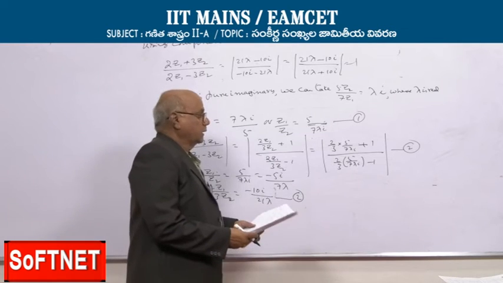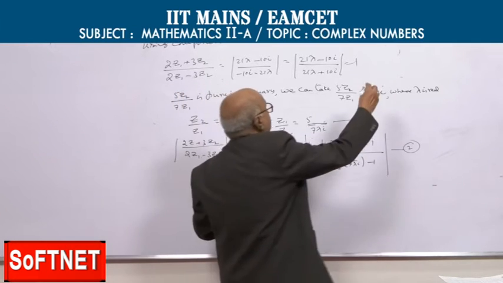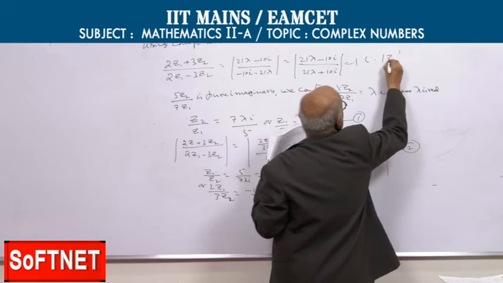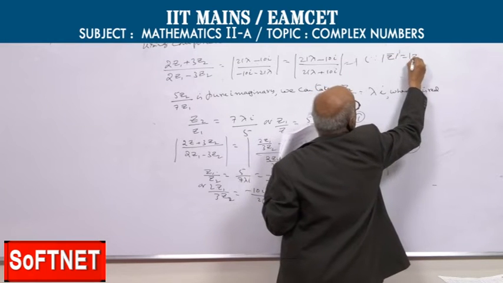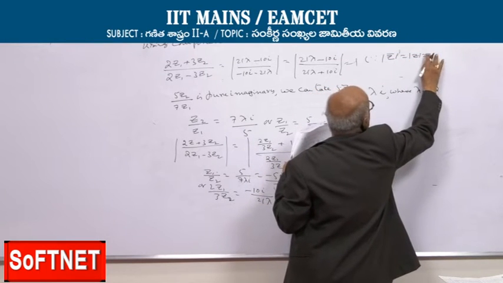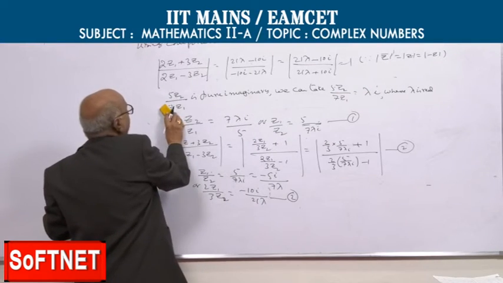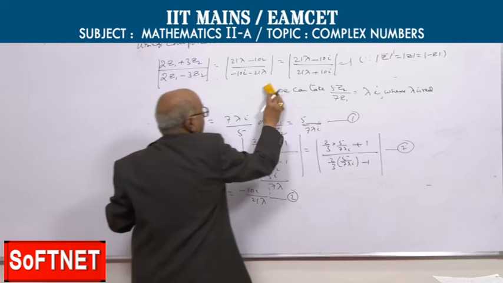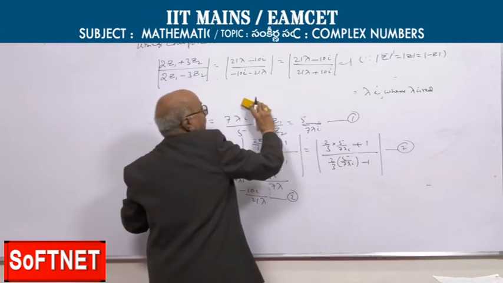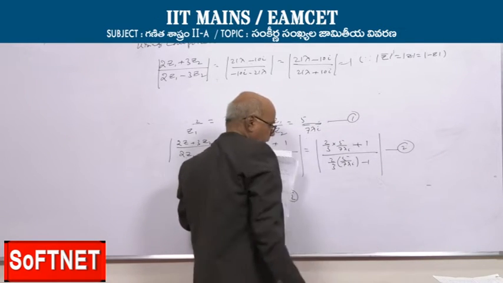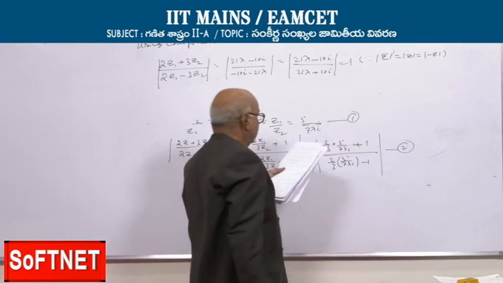Because modulus of Z bar is same as mod Z, which is same as mod minus Z. So what is the value of the modulus of 2Z1 plus 3Z2 by 2Z1 minus 3Z2? It is simple, nothing but 1. The answer is option number 1.